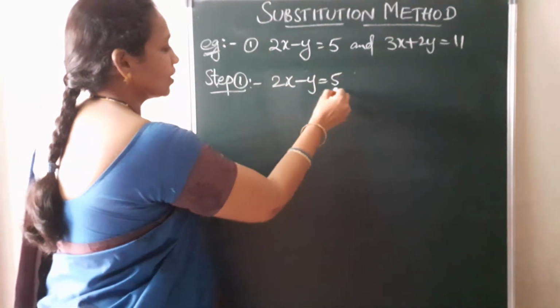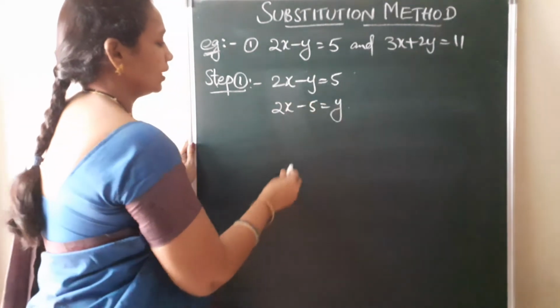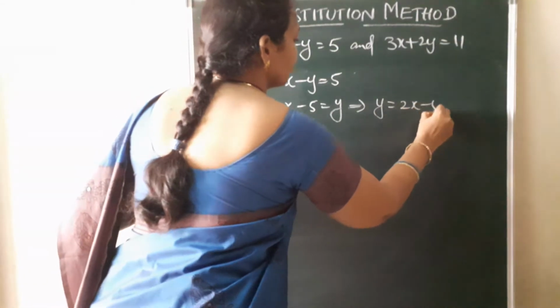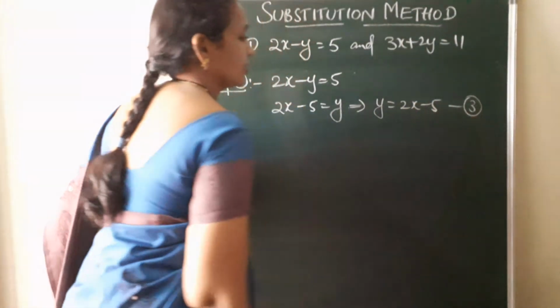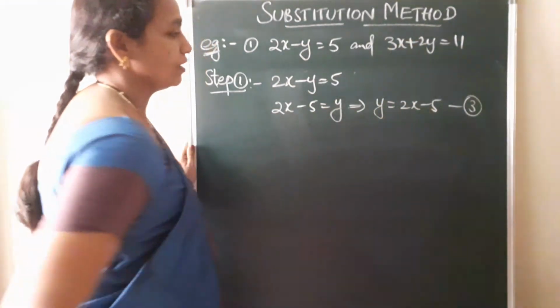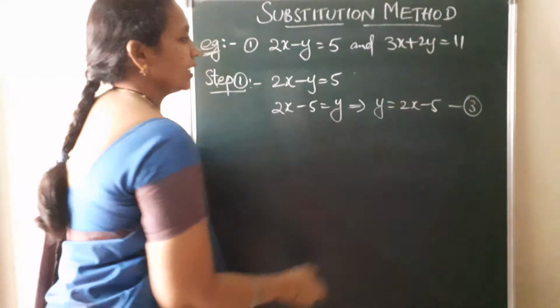From this I will transpose y to that side. 2x minus 5 is equal to y, you will get. That means the y value is 2x minus 5. This is the third equation. These are the first two equations and this is the third equation. Then what you have to do? Substitute the y value in the second equation.